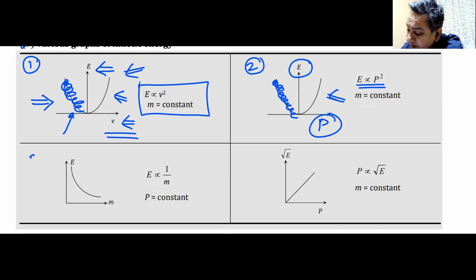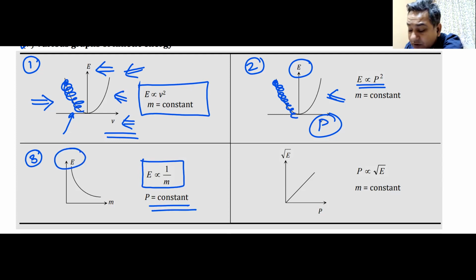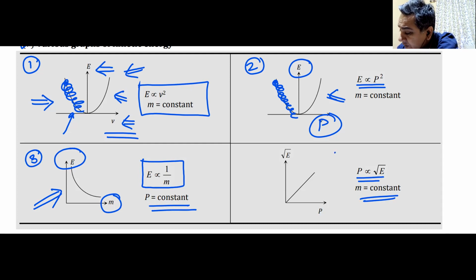The third graph is between energy and mass. Energy is inversely proportional to mass if momentum is constant. Energy is plotted on the y-axis, mass is plotted on the x-axis, and this becomes what we call in maths a rectangular hyperbola. Then the last graph is between momentum and root of energy. If it is root of energy, then it's a straight line. You can plot root over energy on one axis and momentum on the other axis.